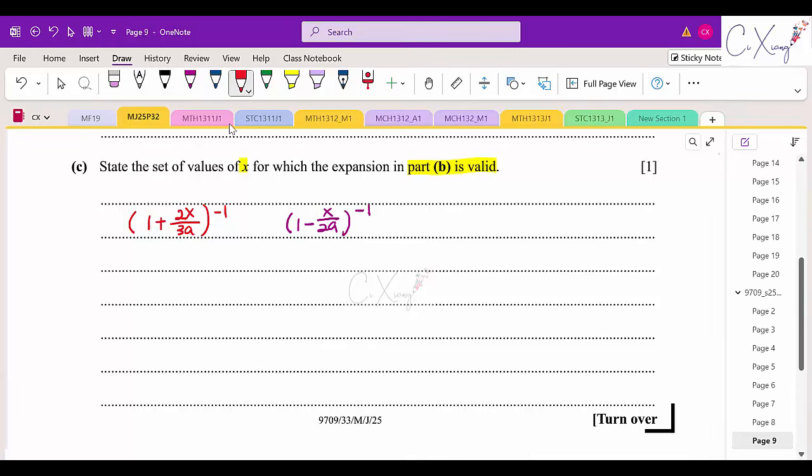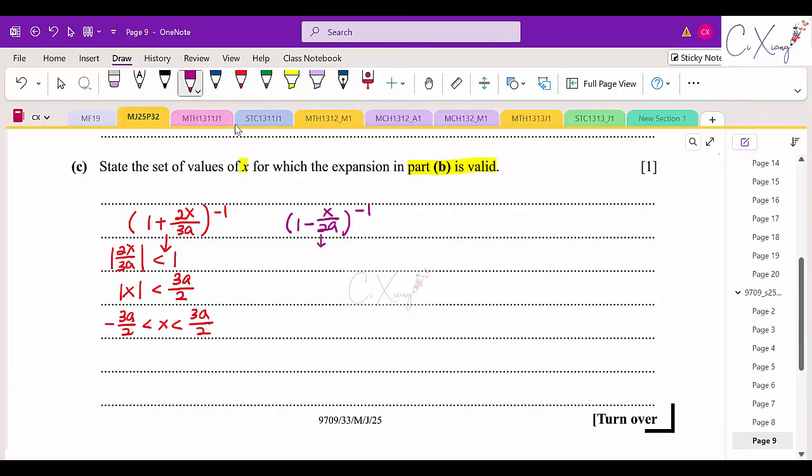When I try to write out the valid values of this bracket, it will become modulus 2x over 3a is smaller than 1. Then you just want to keep the x on the left because x is the unknown, the variable, but a is a positive constant. So if you move it to the other side, you'll be having 3a over 2. So for this particular bracket, it will be from negative 3a over 2 until positive 3a over 2. This is the valid range for x.